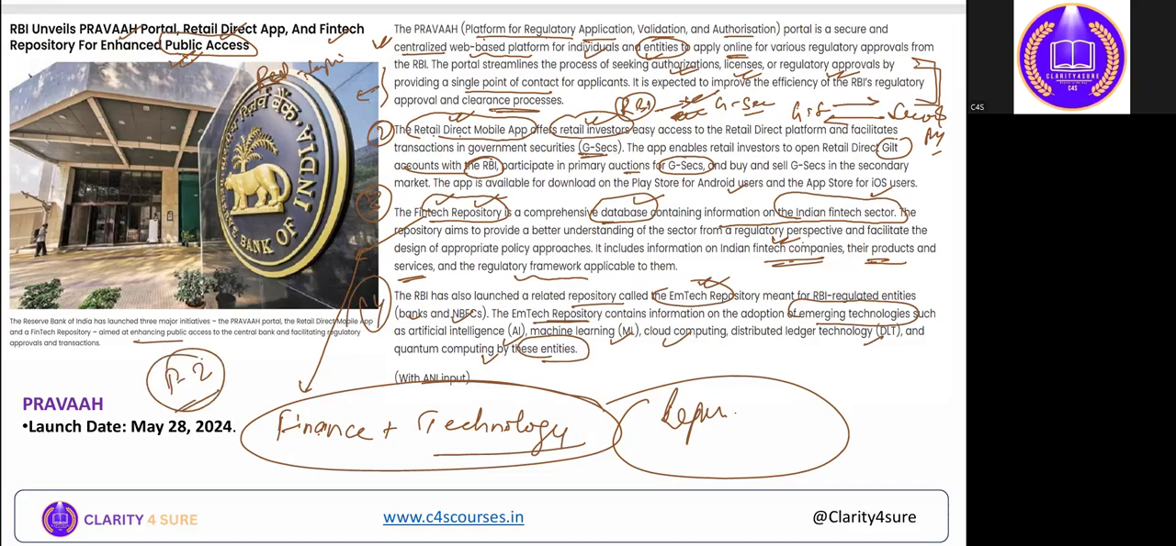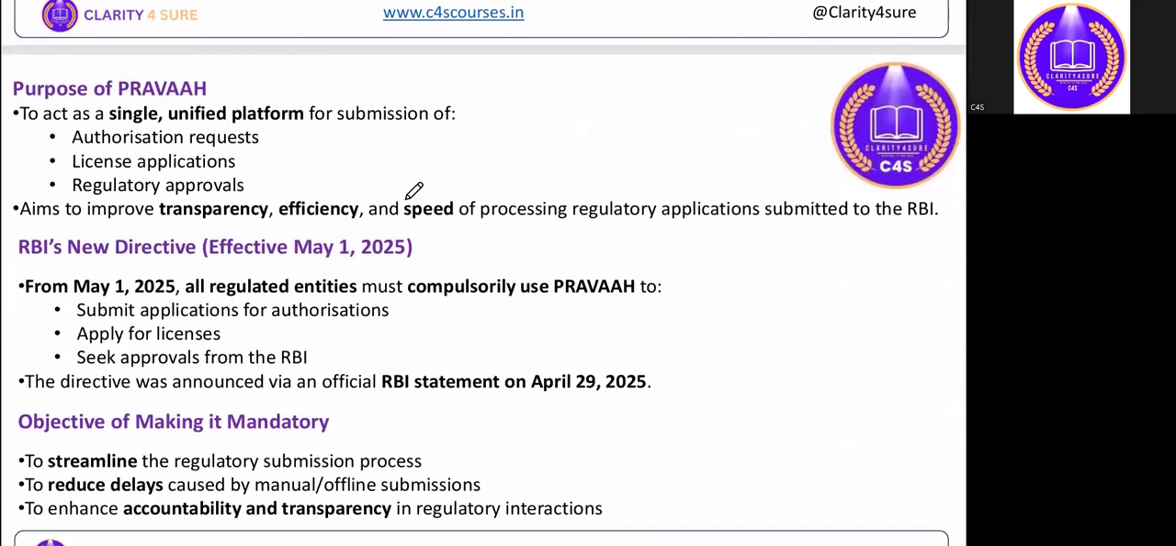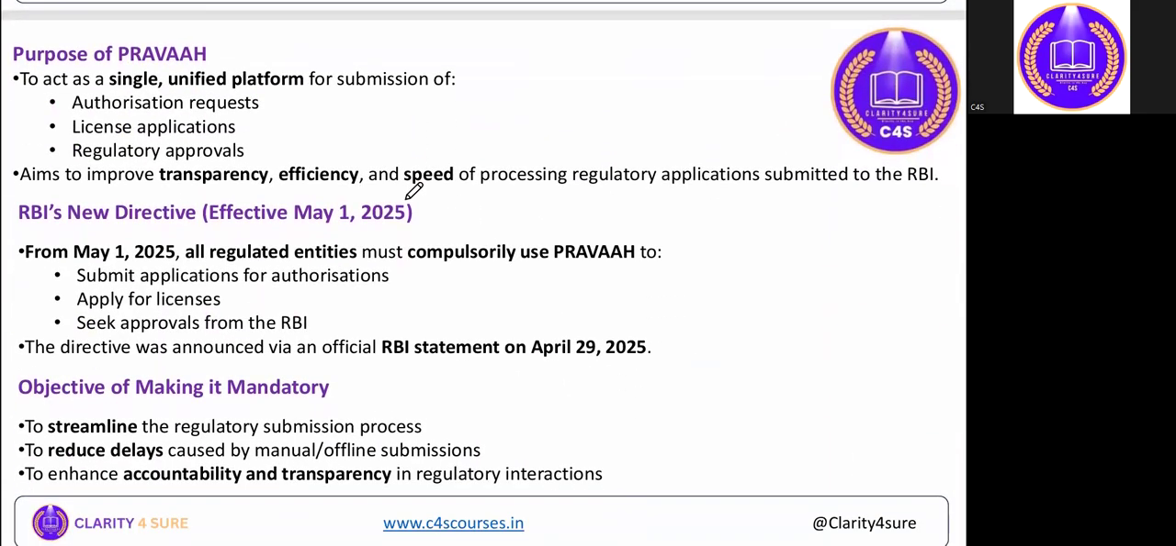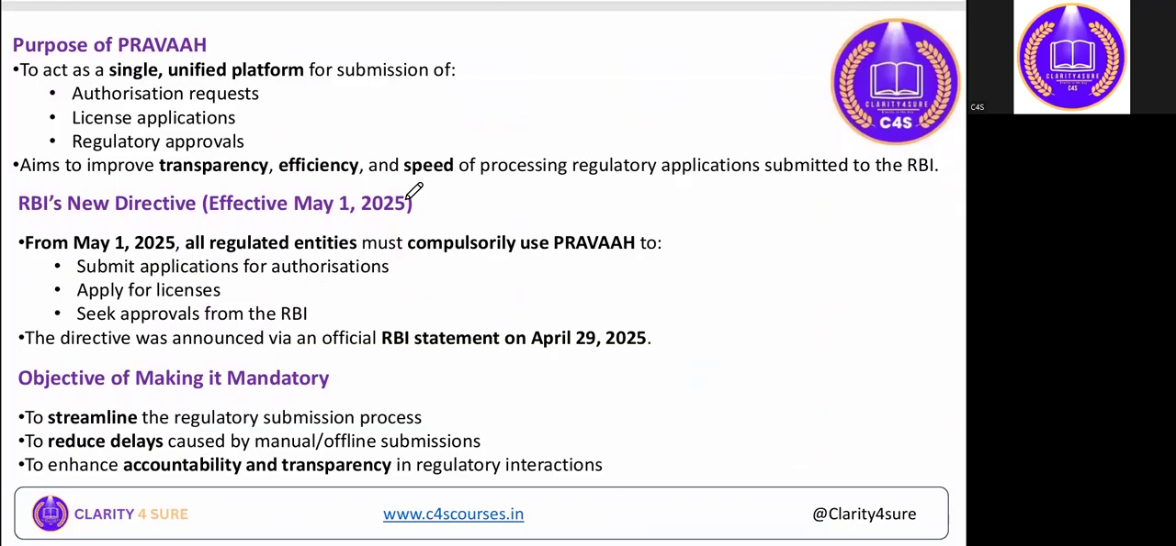All right, these are the new initiatives by the RBI in order to make the people more digitally literate, okay, and to increase the access of digital literacy among the general people. Now, let's focus on PRAVAAH portal because we were discussing about this circular only. So the purpose is very much simple, in order to make the things more efficient, in order to make the things more transparent, and to speed up the process of regulatory applications, which we used to submit to the RBI, right?